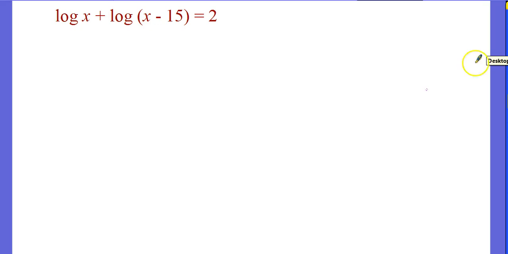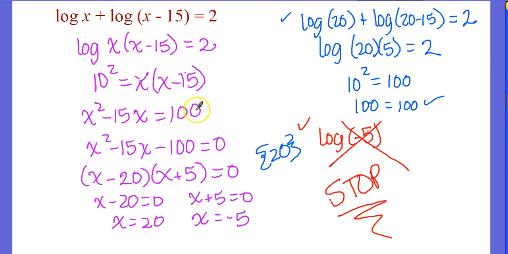Okay, you try. Okay, so there you go. There's your solution. We checked 20 and negative 5. 20 worked. Negative 5 didn't work, so our solution is 20. You're doing problems 29 through 39 on your assignment. It is due on Monday.